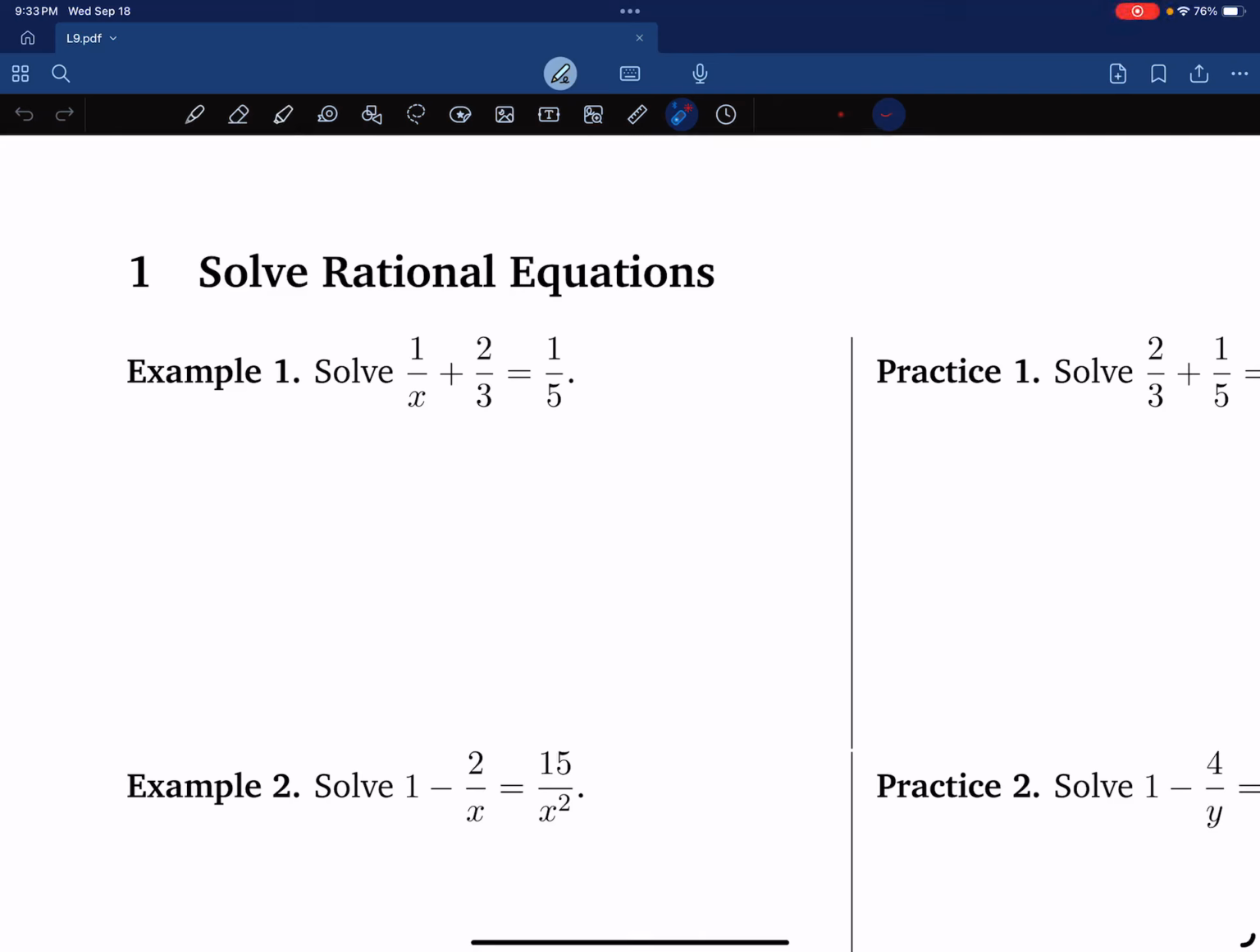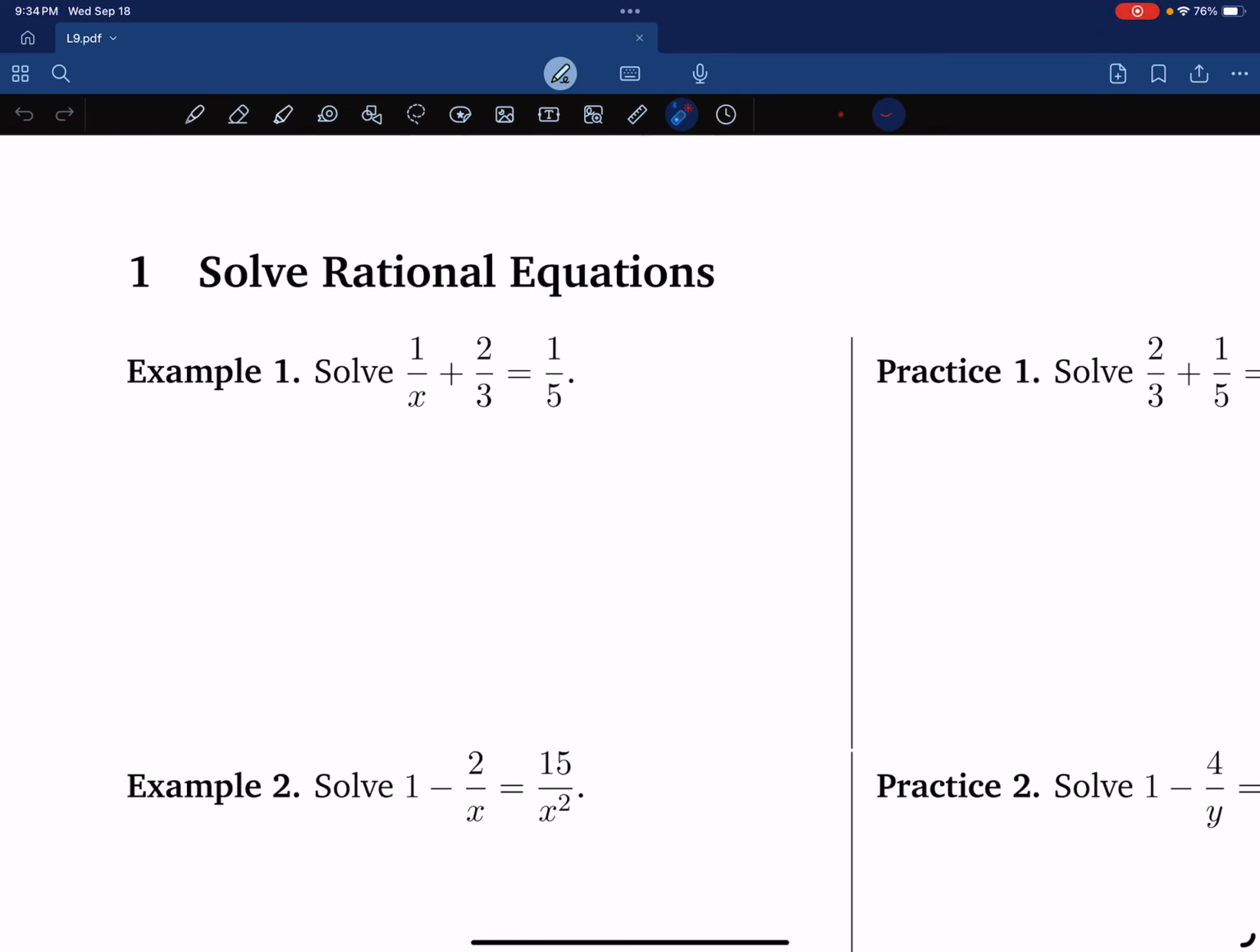Okay, so today's topic is solve rational equations. Rational equations are equations that have rational expressions, like what you see over here, 1 over x. So this equation is a rational equation. You could just think of them as equations that have fractions and the variable is in the denominator.